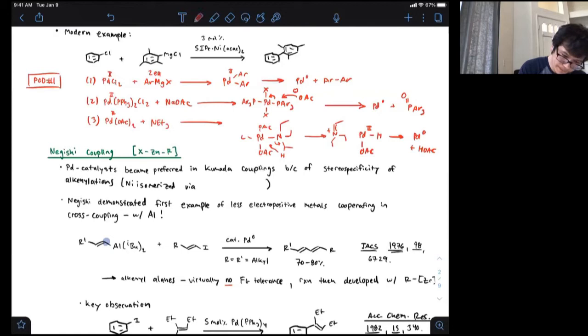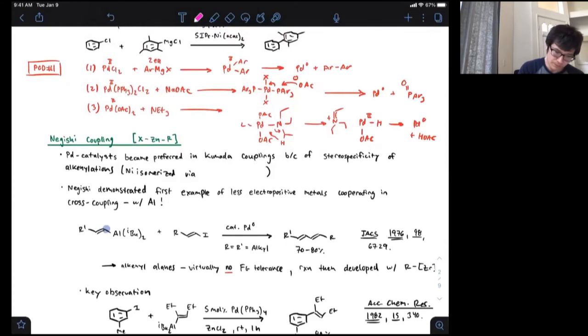Okay, so palladium, as I alluded to, started to get preferred to nickel because of its stereospecificity in various alkenylation reactions. And this played an important role for the Negishi lab's interest in expanding beyond Kumada couplings to some of the other coupling partners that they employed.